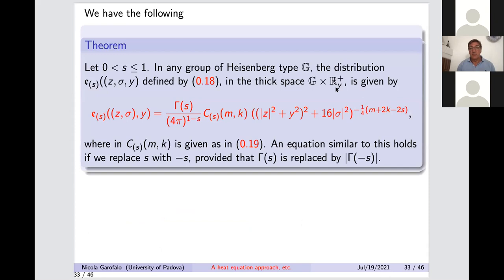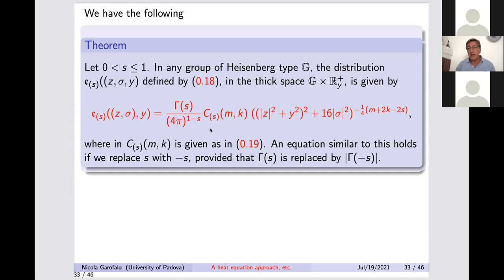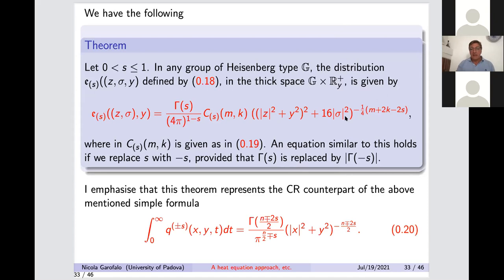So in any group of Heisenberg type, if I consider the distribution defined by this formula here, then that distribution has an explicit phase. It's right here. Notice that n plus 2k is the homogeneous dimension of the group. So here there is written Q minus 2s. That's very interesting, okay? And another interesting thing is that this is not a function of the gauge. If y was zero, this would be the Kaplan gauge, but it's not, okay? So that term has to be there. And this theorem represents the CR counterpart of the above mentioned simple formula when we looked at the case of the heat equation that was giving us this.